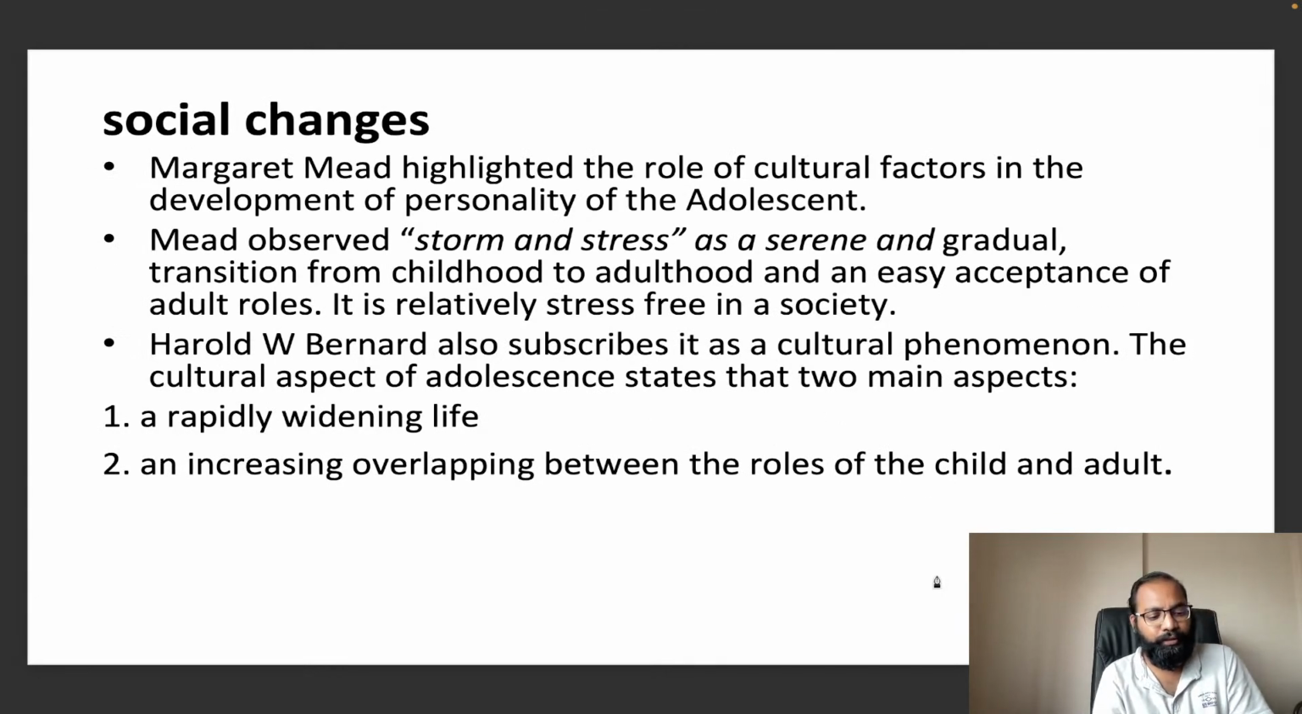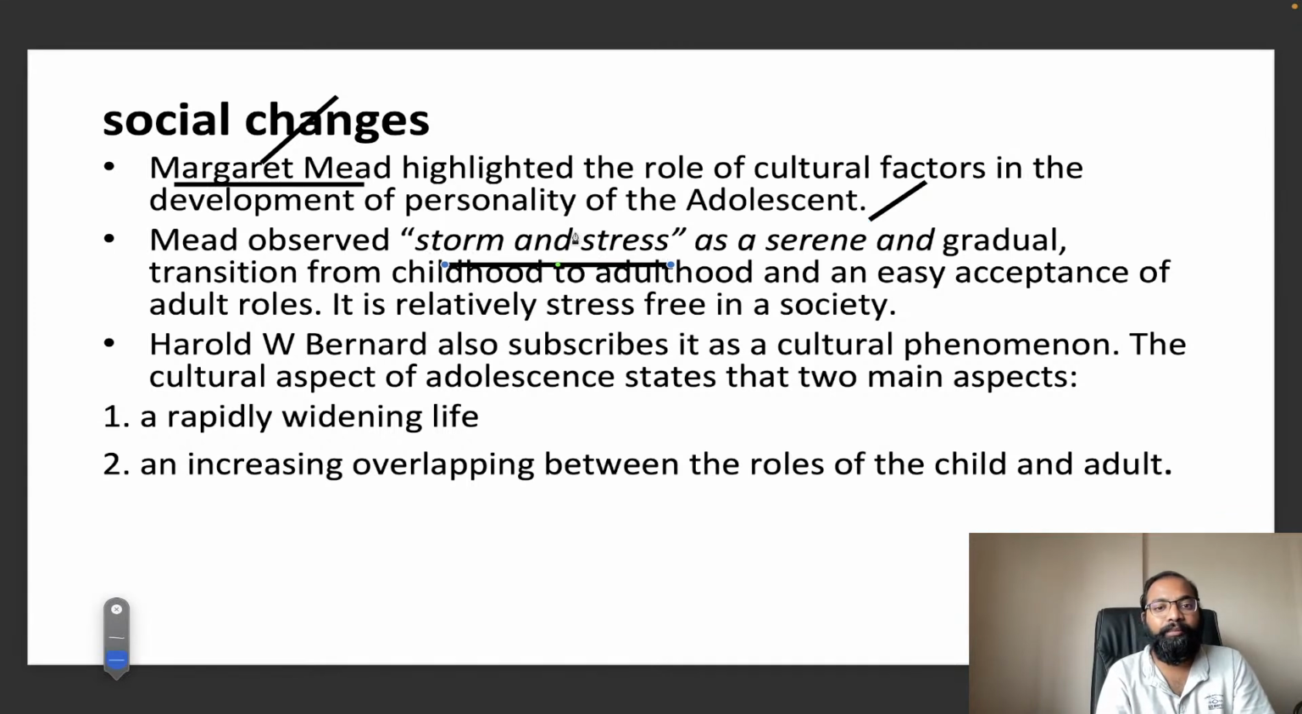Next, coming to the social changes. So what are the different social changes? Social change is one of the characteristics of adolescent learners. Here, Mead, a famous personality, highlighted the role of cultural factors in the development of the personality of the adolescent. That means personality development will take place. And Mead also observed that the adolescent age is a time of storm and stress. It is the most important phrase, storm and stress.